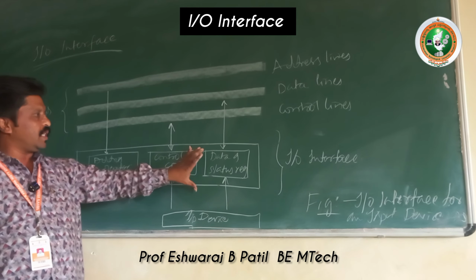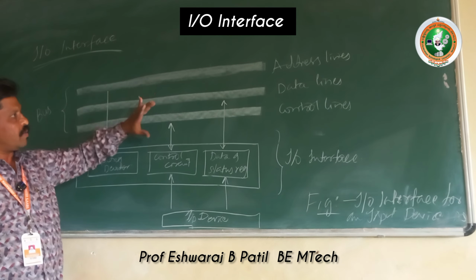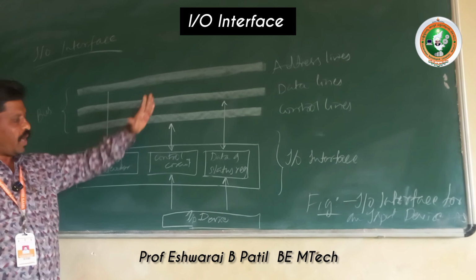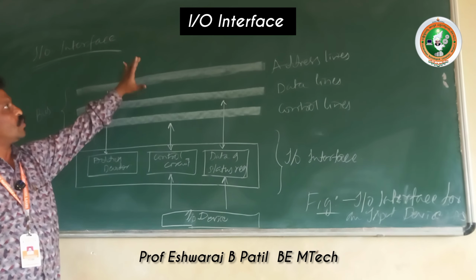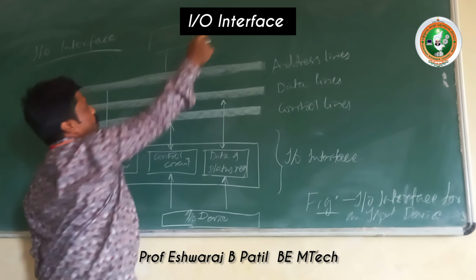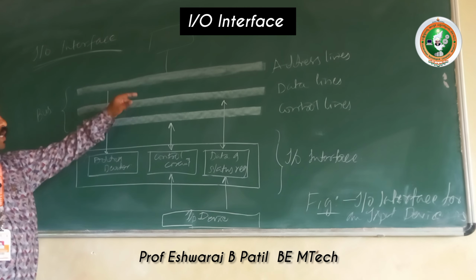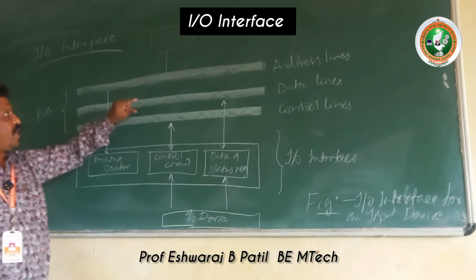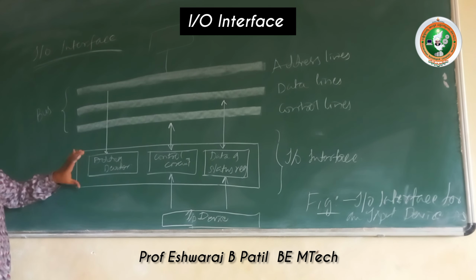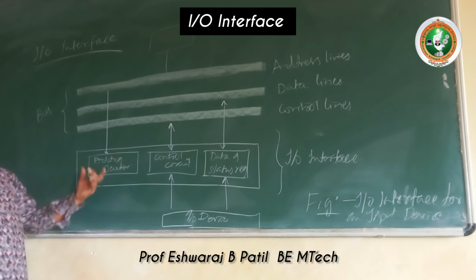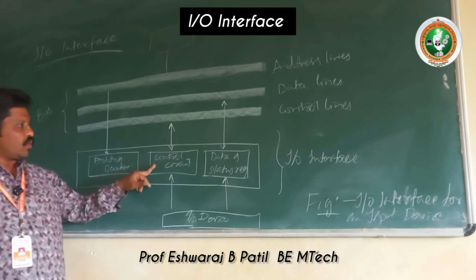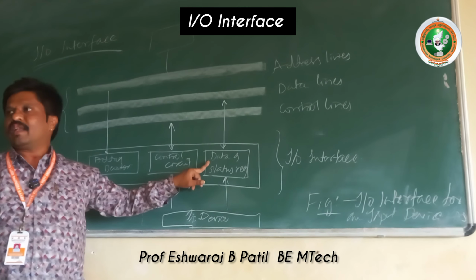The IO interface is nothing but the connection between the processor and the IO devices. The system bus is used to connect the processor and the memory. In order to communicate between the IO device and the processor, we have the system bus and also the IO interface. This is the hardware device. There are four components: the address decoder, the control circuit, the data registers, and the status registers.